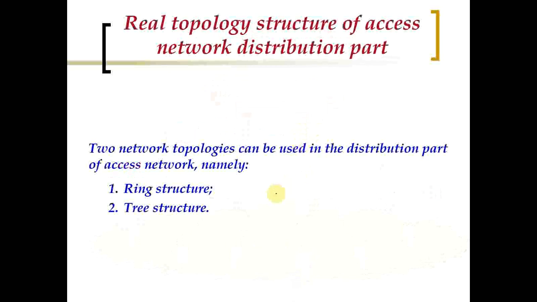So, the real topology structure of the access network distribution part. We can distinguish here two structures: the ring structure and the tree structure. As you can probably figure out, they differ from each other. They have different pros and different cons. Okay, so let's check it out.